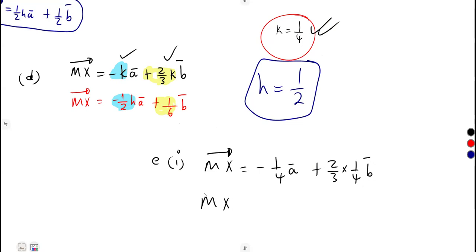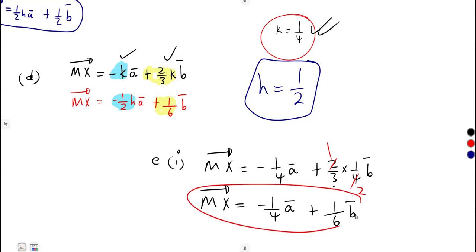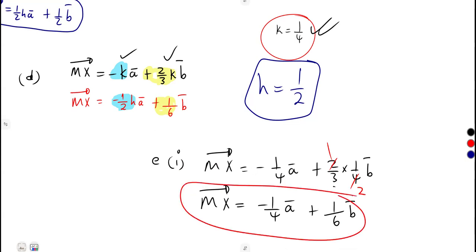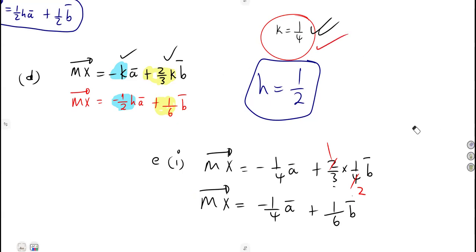That is going to give us vector mx, which is negative 1 over 4 a. Then here, 2 into 2, that's 1, into 4, that's 2. So multiply the numerators, 1 times 1, that's going to be 1 over 3 times 2, which is 6. So that's vector b. All right, so that's our mx using what? The first expression that you're given for mx in terms of k, substituting the value of k that you calculated.